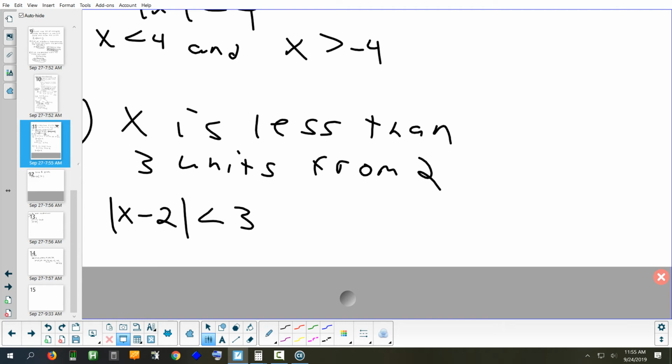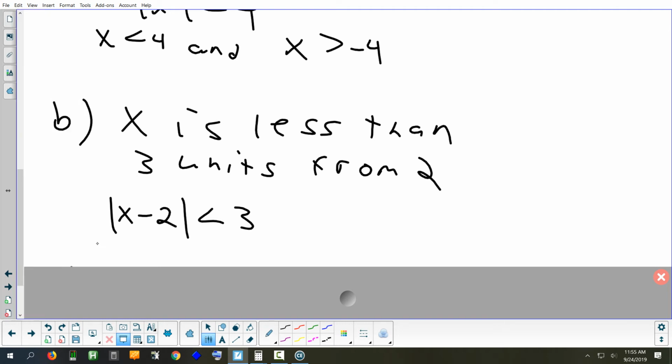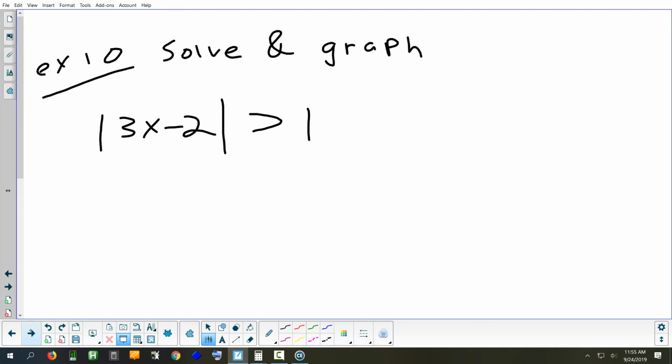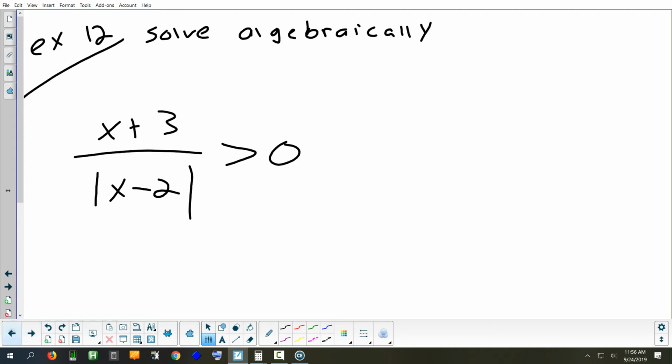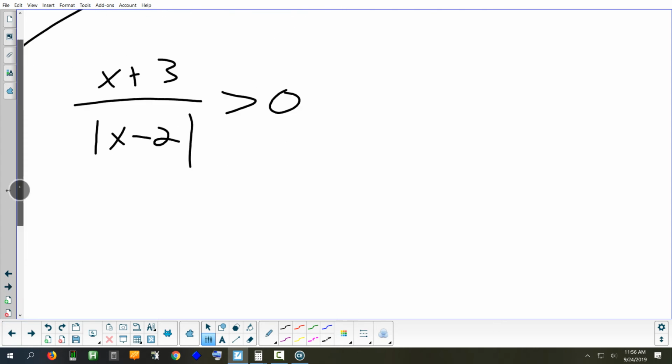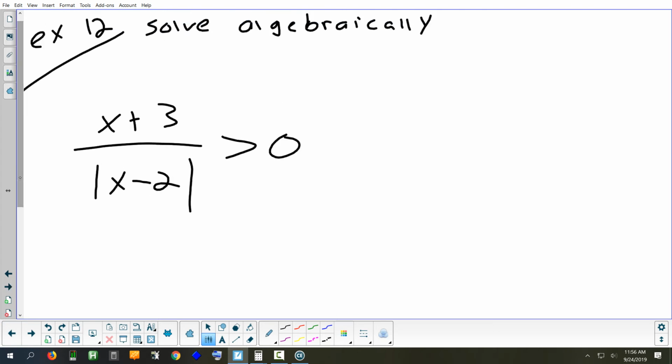Alright, let me see. So the last thing is on the calculator. So this was an "or". I think I'm going to skip going through that, because you'd solve it just like we solved an "and". 3x minus 2 is greater than 1, or 3x minus 2 is less than negative 1. You guys should be able to handle that. Alright, so let's finish up with this one.